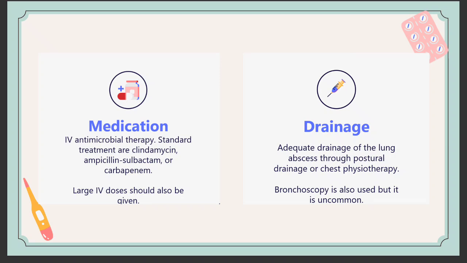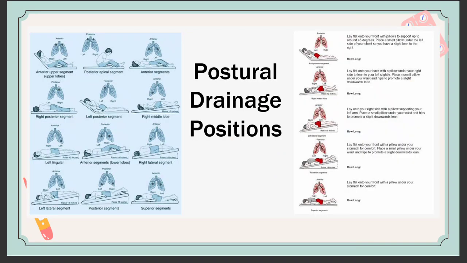Next, we have our drainage. So, adequate drainage of the lung abscess through postural drainage or chest physiotherapy. Drainage is performed in order to drain the abscess in the lungs and can treat and prevent the infection. Chest physiotherapy is performed to help remove excess mucus from respiratory passages and also to improve breathing. Postural drainage positions is also one of the medical management.